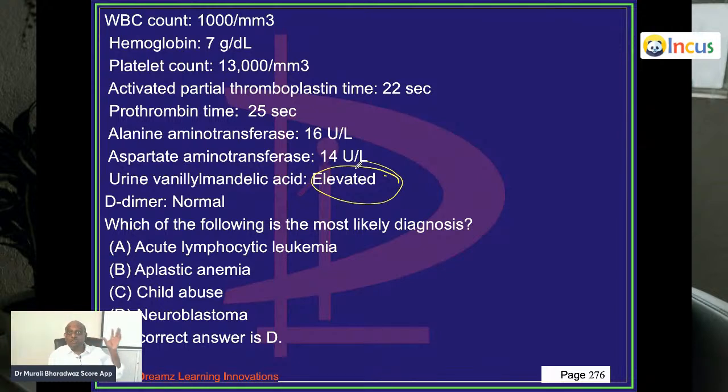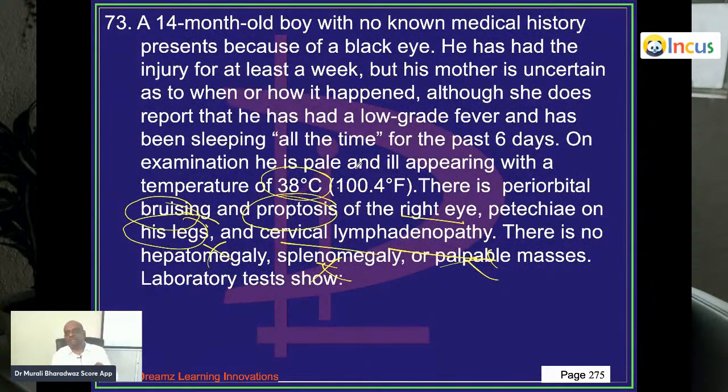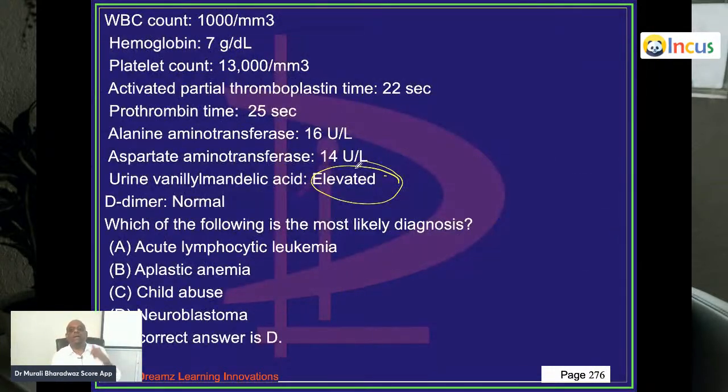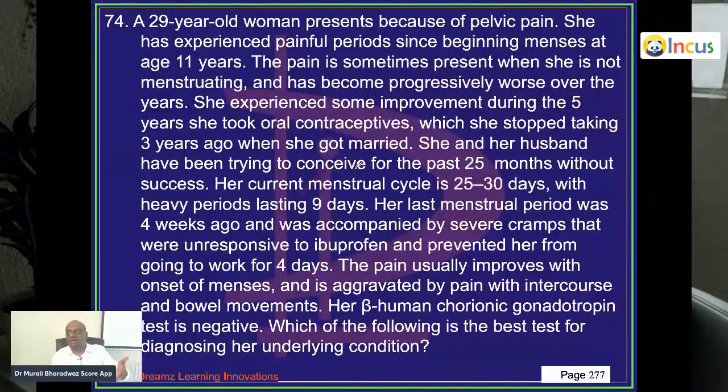So where do you see all this combination? It is a neuroblastoma. And what is that eye sign called? Raccoon's eye sign. Because of the periorbital ecchymosis and proptosis, it looks like a raccoon, right? And vanillylmandelic acid is elevated. And what is the age? 14 months. Absolutely, the age where you get neuroblastoma is what you need to remember.